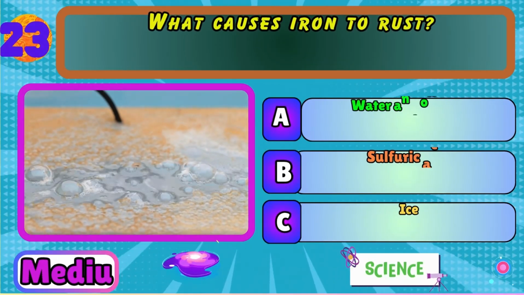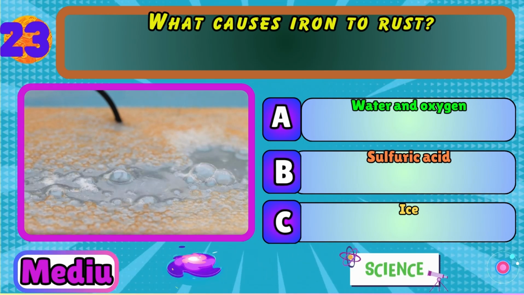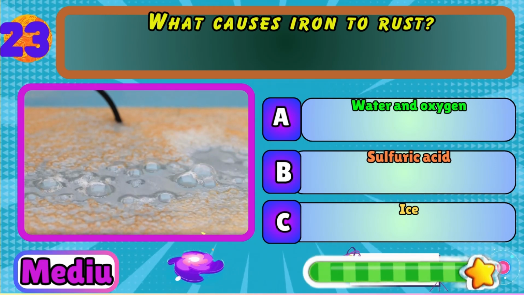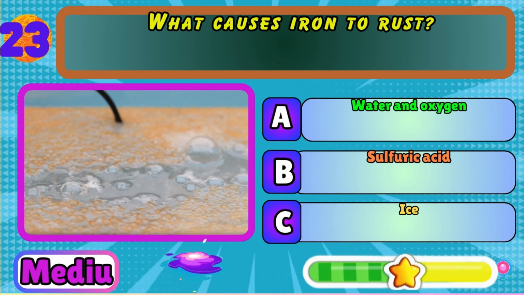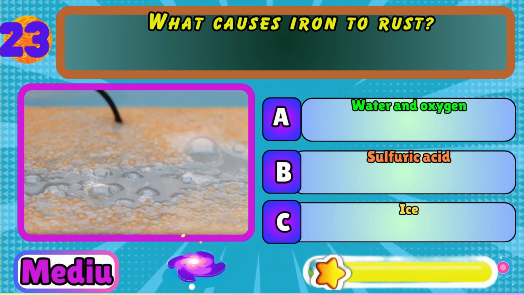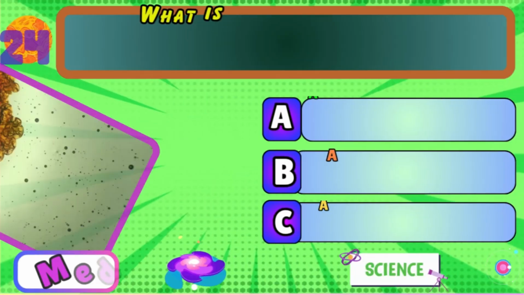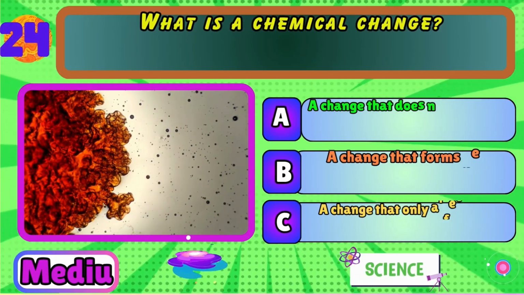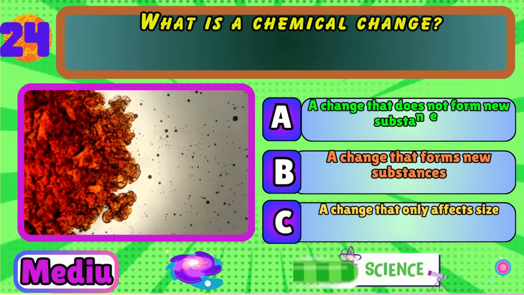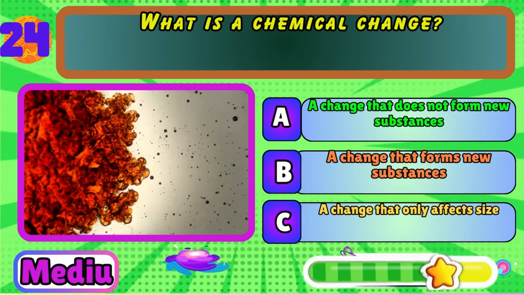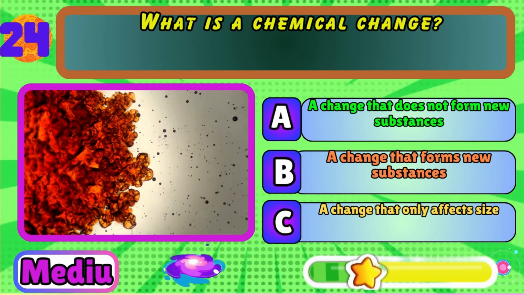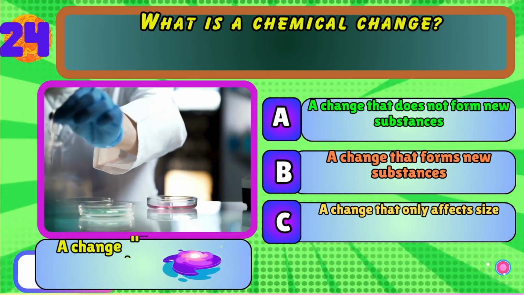What causes iron to rust? Water and oxygen, sulfuric acid, or ice? Water and oxygen. What is a chemical change? A change that does not form new substances, a change that forms new substances, or a change that only affects size. A change that forms new substances.